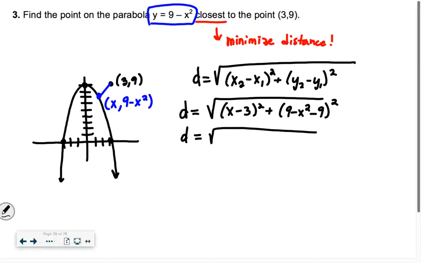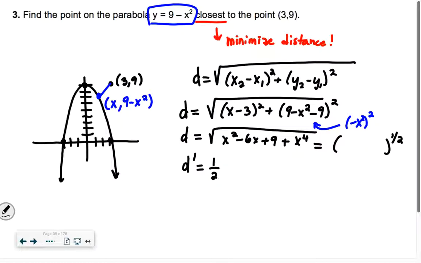So I'm going to go ahead and FOIL it out just so it's going to be easier to put in my calculator. So I'm going to have x squared minus 6x plus 9 plus, notice how this ends up being like negative x squared squared. So I'm going to have plus x to the 4th. You with me? Okay, and then I'm going to take the derivative, which is really all this junk raised to the 1/2, which means my derivative is 1/2, all that stuff in the middle, raised to the negative 1/2 times 2x minus 6x plus 4x cubed.